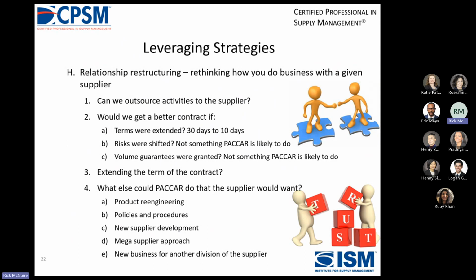And then you've got relationship restructuring, rethinking how you do business with a given supplier. This usually happens if the supplier has a problem. Can we outsource activities to the supplier? What would we get? Would we get a better contract, better terms? Risks were shifted, and PACCAR doesn't like shifting risks onto them. They want to shift it onto the supply base. Volume guarantees were granted. We're not going to do that either. But they're all things you can look at. Extending the term of the contract, we can do that.